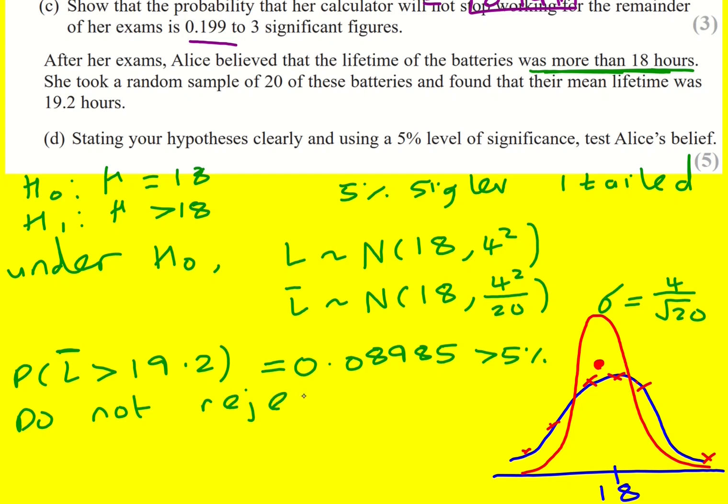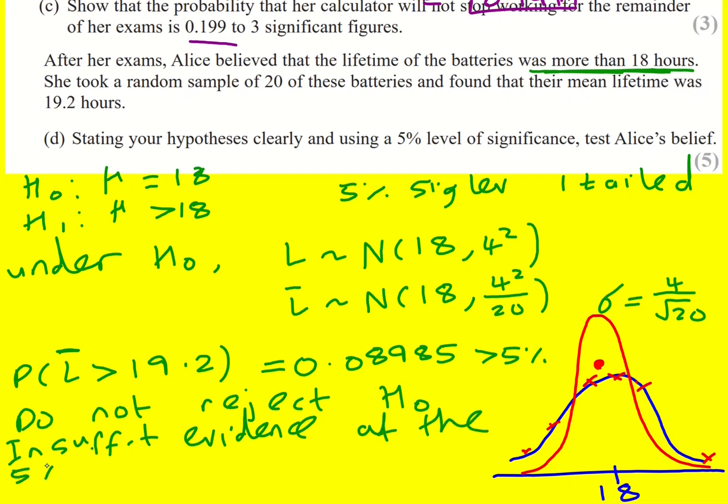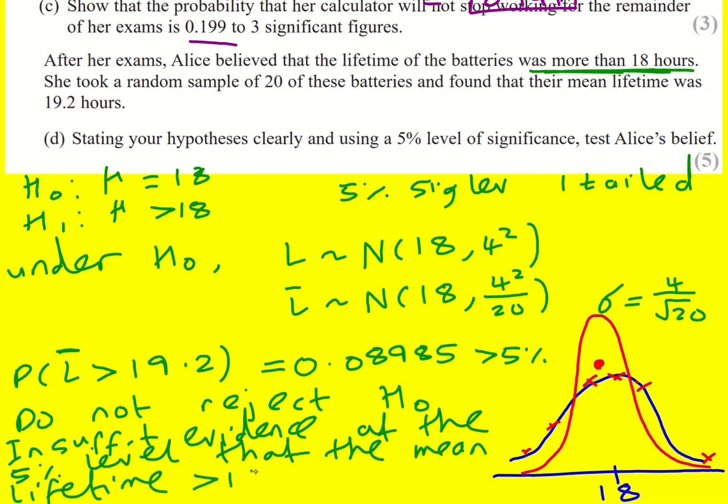You get away with saying accept H naught, but strictly speaking, we just haven't shown enough, just not got enough evidence. We'd have to maybe do some more trials, but we never actually accept the hypothesis. So do not reject H naught. Insufficient evidence at the 5% level that the mean lifetime is greater than 18. Okay, I've got to say, great question.